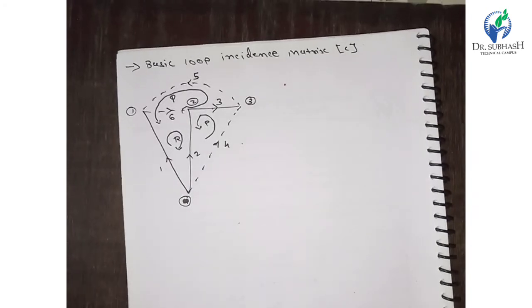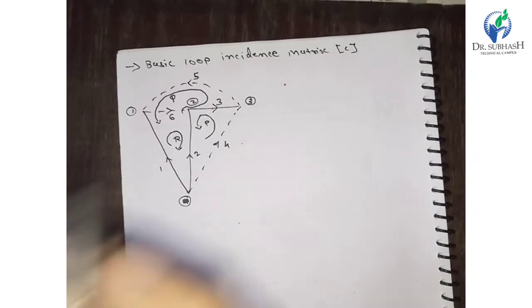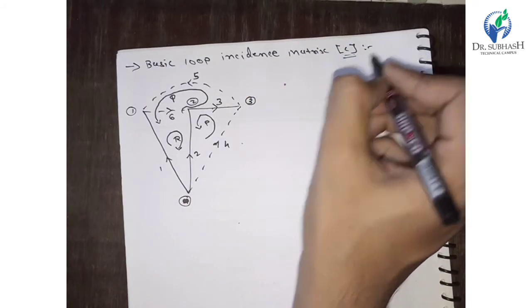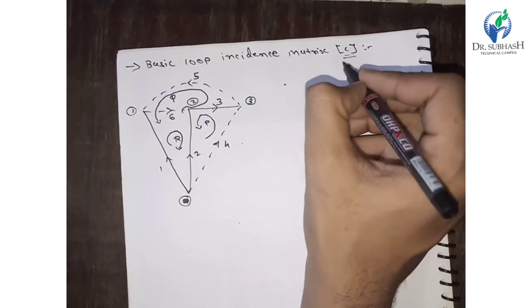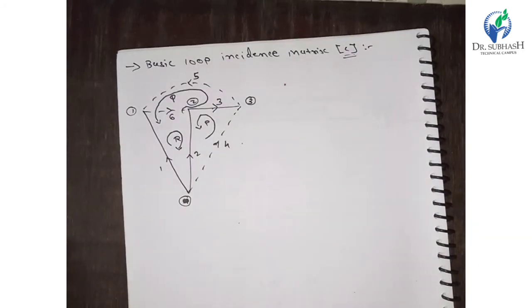We know that the basic loop incidence matrix is denoted by the symbol C. The matrix is the incidence of the elements of the connected graph to the basic loop. This is a very important line for the basic loop incidence matrix: the incidence of the elements of the connected graph to the basic loop.